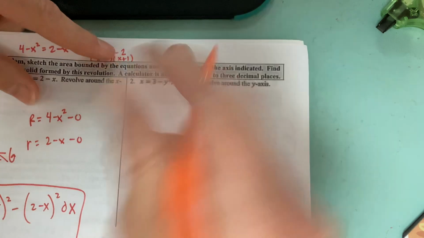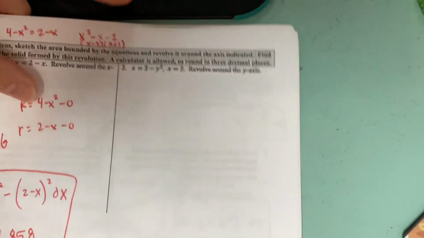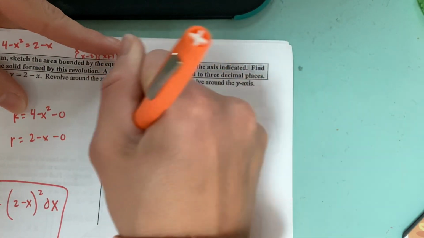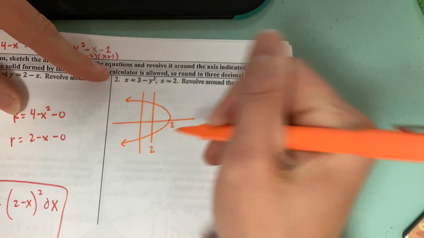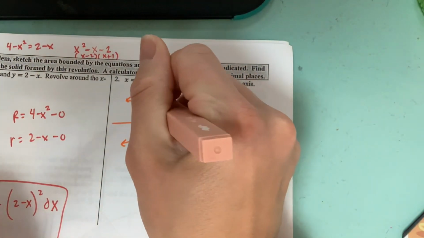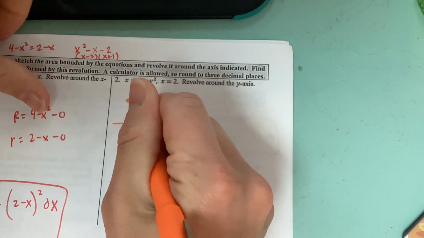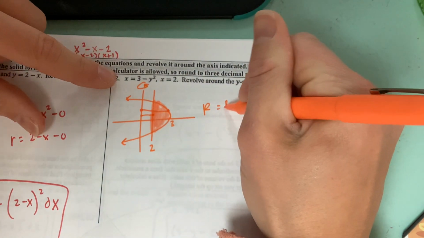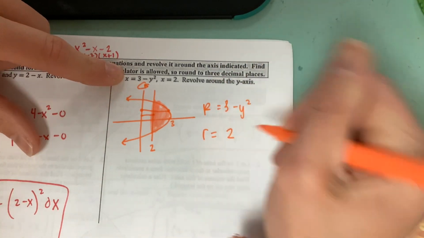All right, so this is another one. This is the same equation as this guy right here. So this is what the graph is going to look like. So right here at 3, and then x equals 2, and we're going to revolve this around the y-axis. So this is my shaded area. And I've got big R and I've got little r. So big R is going to be 3 minus y squared minus 0 because of the axis, and little r is just going to be 2.